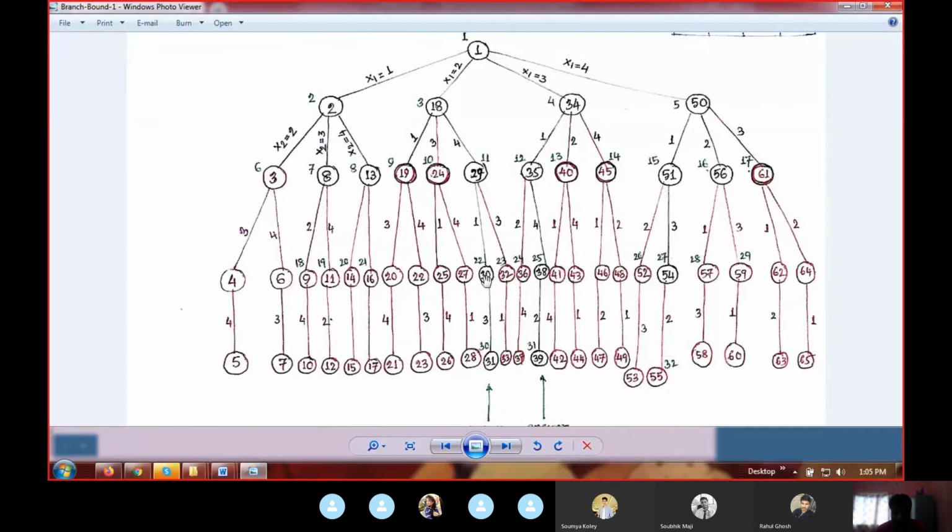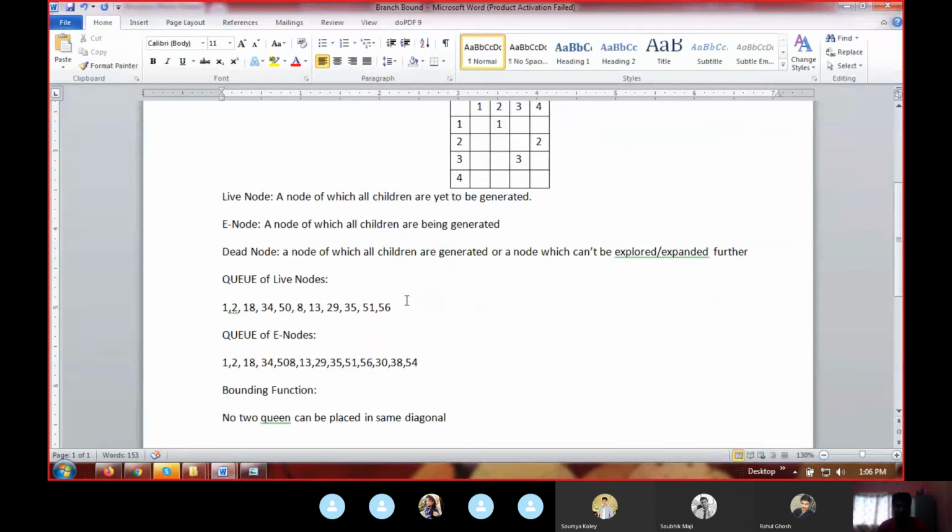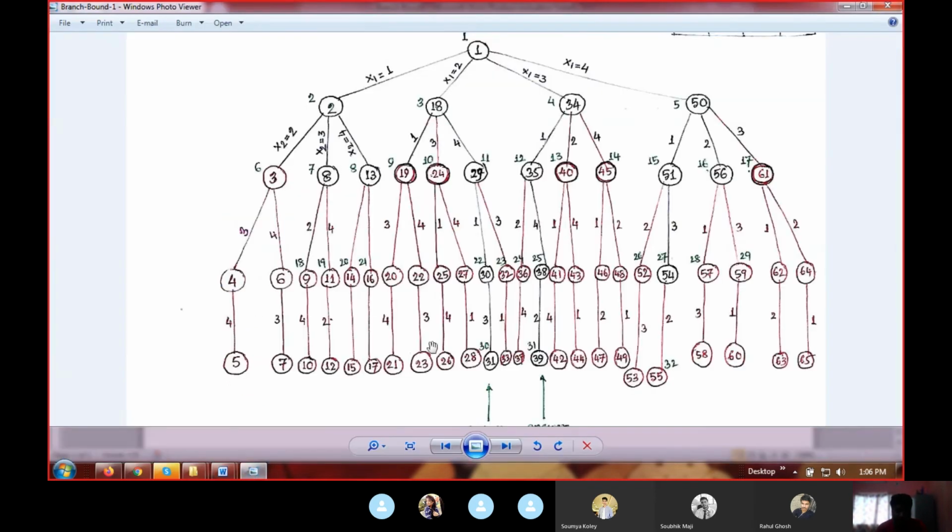So immediately you write the live nodes. Live nodes means the nodes which are black colored, but their children are yet to be generated. So after 56, it should be 30, 38, 54. And also see 31 is black colored, 39 is black colored.